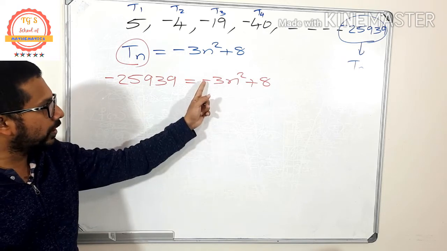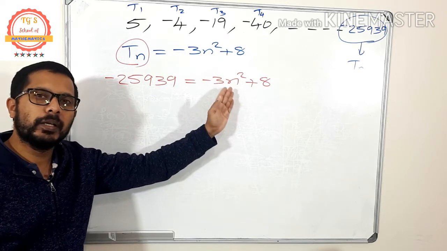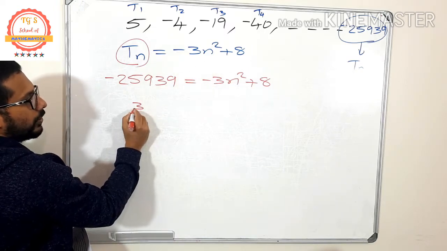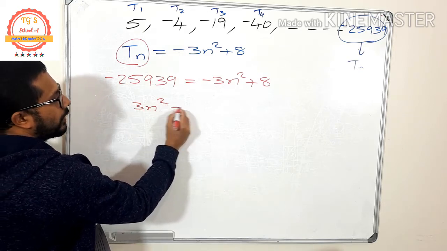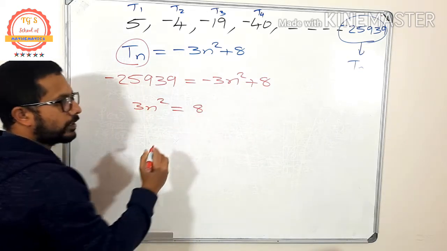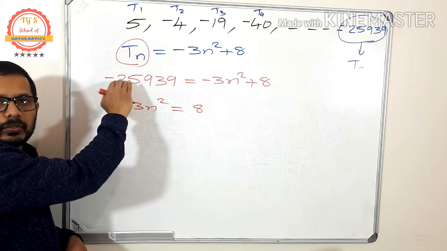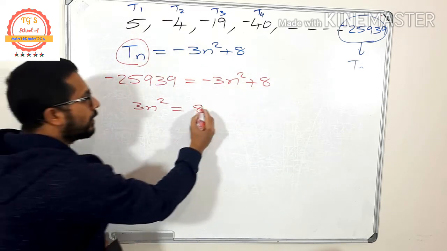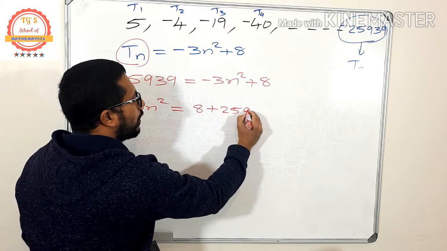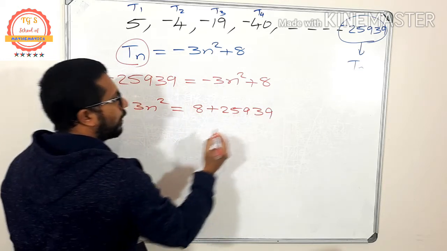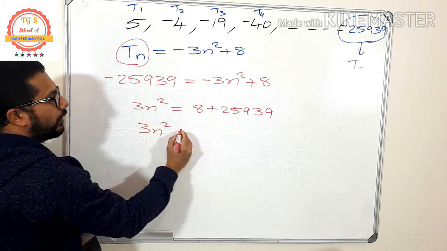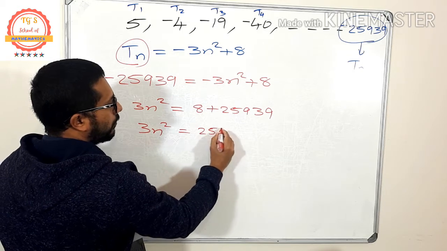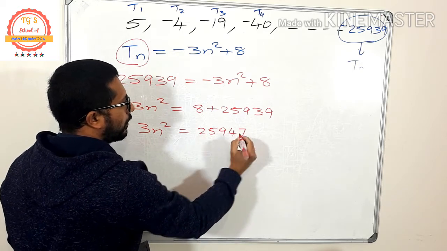So what I am going to do is, here minus 3n square, I am going to take that minus 3n square to the left side. So on this side it is positive 3n square is equal to, there is an 8 already on the right side. Now this minus 25,000, I am going to take to the right side. So here it is minus, so on the right side it is plus 25,939. So 3n square is equal to, what is the answer for this one? 25,947.